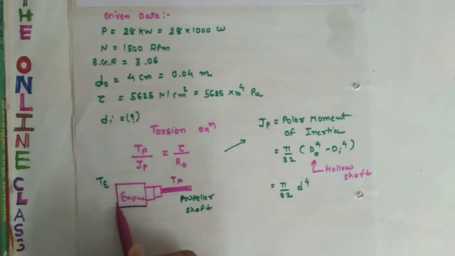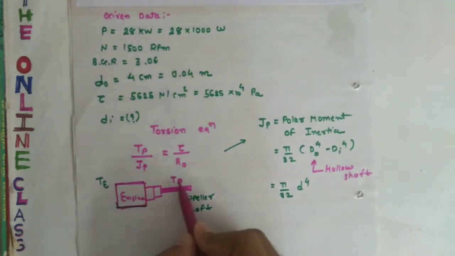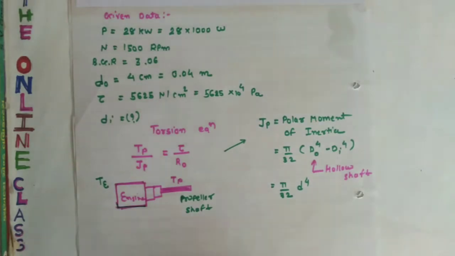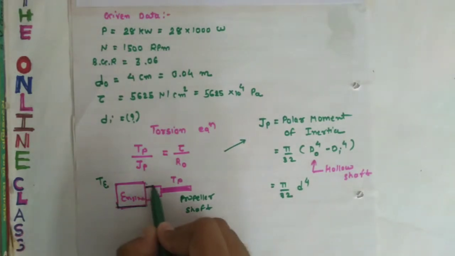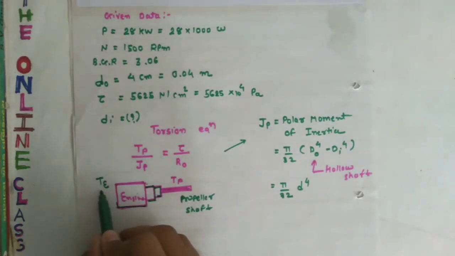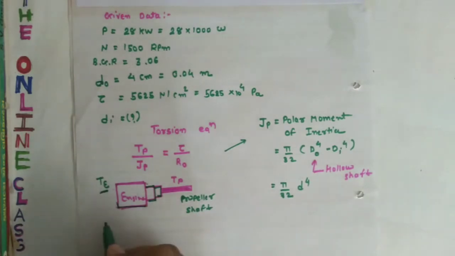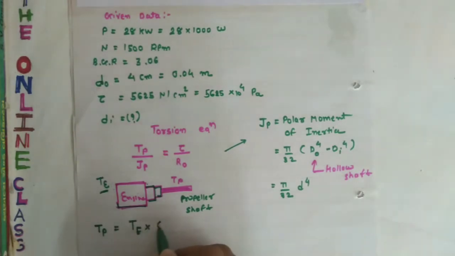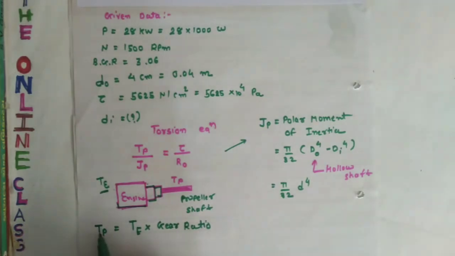So engine torque is not equal to propeller shaft torque because there are gears used in the gearbox. So we have to multiply engine torque with the gear ratio. So TP is equal to TE into gear ratio. Then we can find TP. First we have to find the engine torque TE.